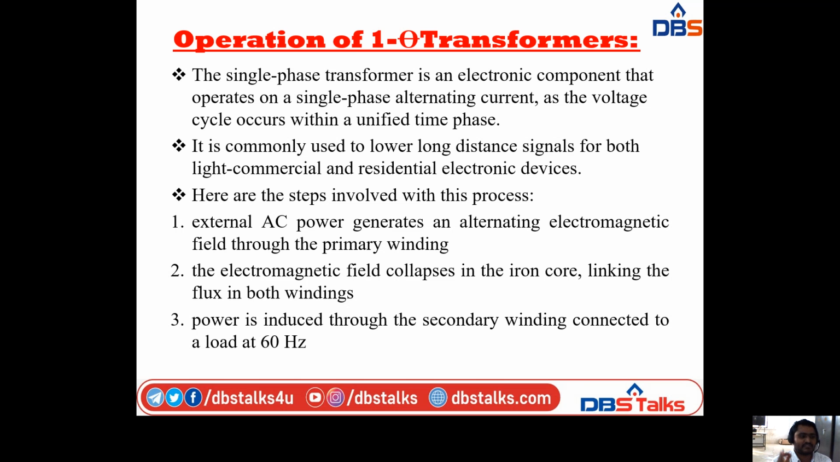Here are the steps involved in this block. First, external AC power generates an alternating electromagnetic field through the primary winding. The electromagnetic field collapses in the iron core, linking the flux in both the windings. Power is then induced through the secondary winding, connected to a load at 60 hertz.